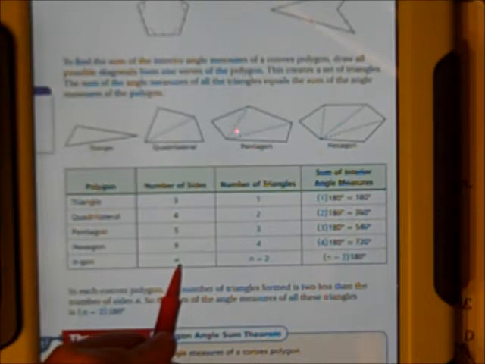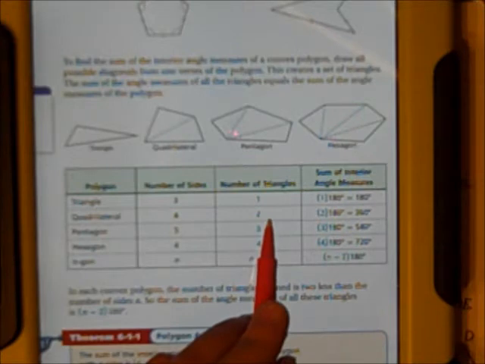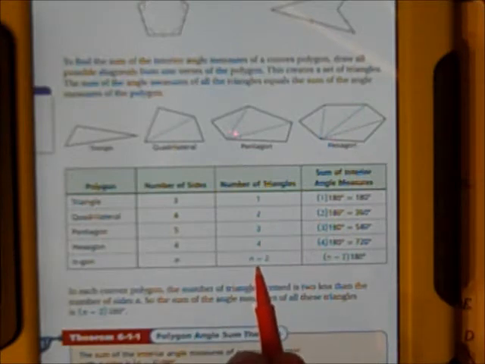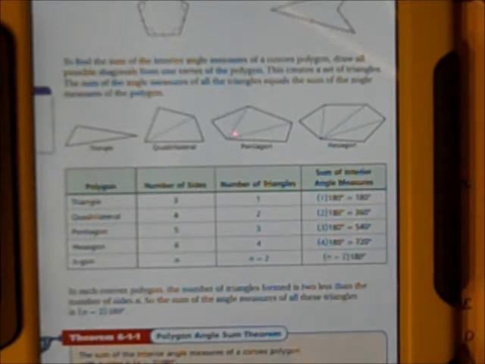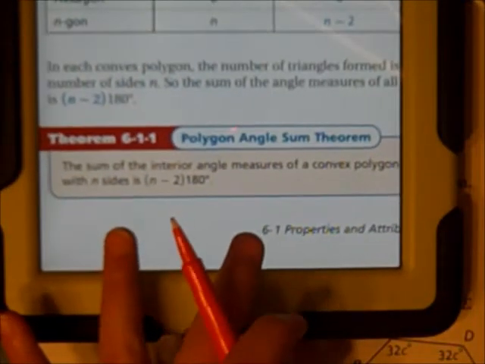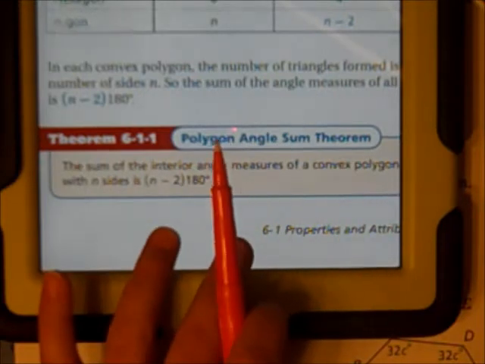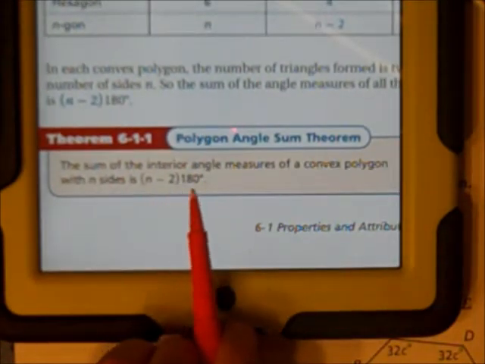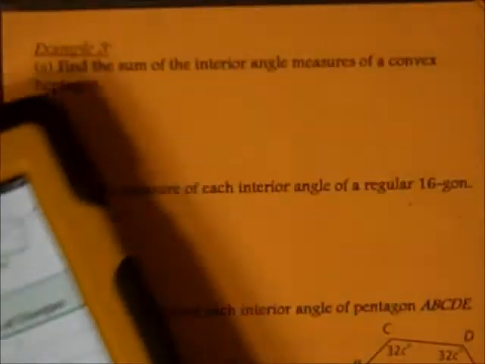However many sides there are, there's always 2 fewer triangles than that. So 3 sides make 1 triangle. 4 sides make 2 triangles. So this is why we have n minus 2 here. And then you just multiply that by 180 to see how many degrees there are in the entire figure. So what we get out of this is this theorem here for 6.1. It's called the polygon angle sum theorem. And it says the sum of the interior angle measures of any convex polygon, this only works with convex, is 180 times n minus 2. Okay, so that's what we're going to use for the next couple of examples.